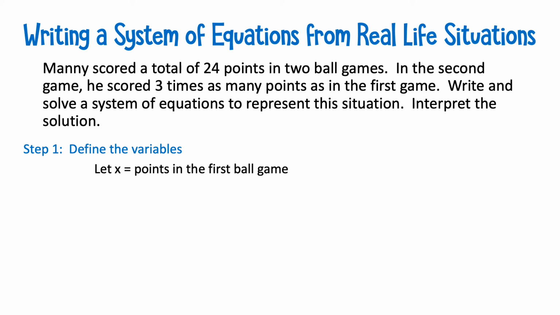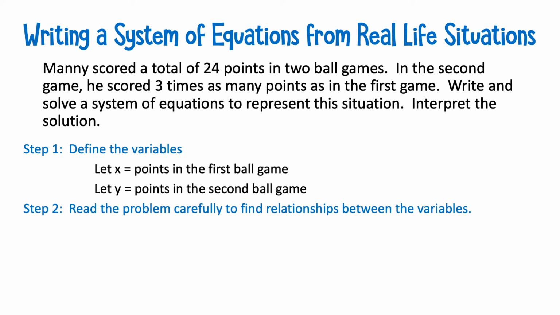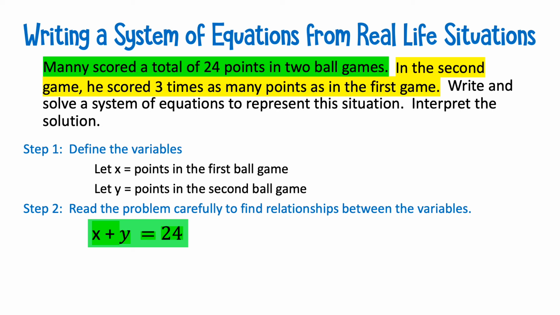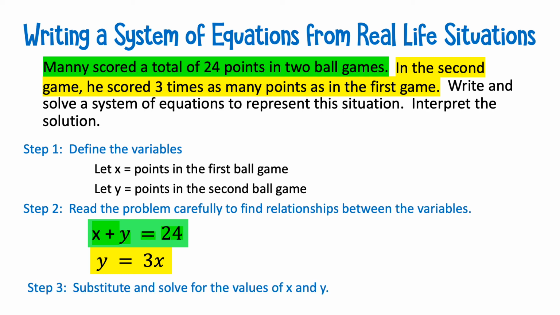So we know there's 2 ball games. So we have x be the first ball game and y be the second ball game. Next, we're going to read the problem carefully to find the relationships between these 2 variables. It says Manny scored a total of 24 points in 2 ball games, which means x plus y equals 24. In the second game, he scored 3 times as many points as in the first game. Well, y is the points in the second game, so y equals 3 times the number of points he scored in the first game. So these are our 2 equations that we will set up to solve.